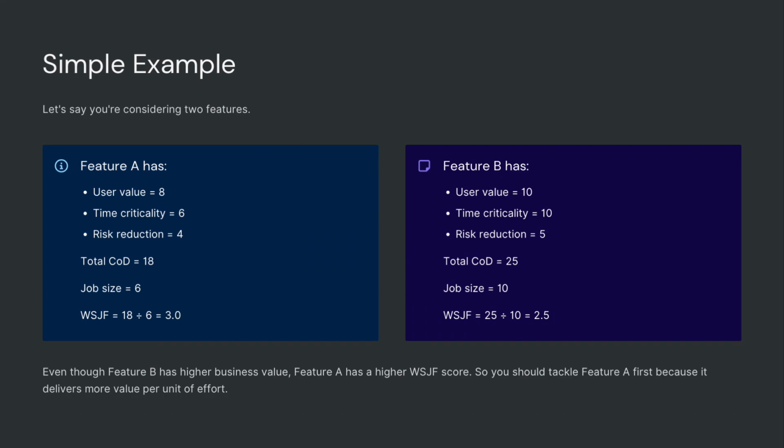Feature B looks more valuable on the surface. Its COD is 25 versus 18. But feature A actually has the higher WSJF score, 3.0 versus 2.5. So according to WSJF, you should tackle feature A first. It gives you more value for the effort you put in sooner.